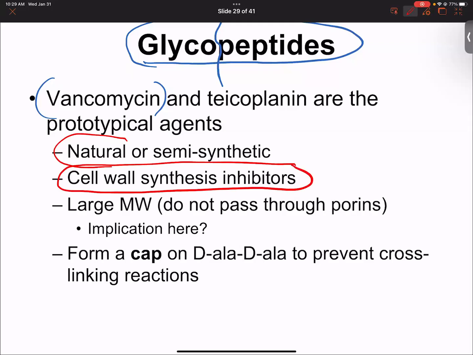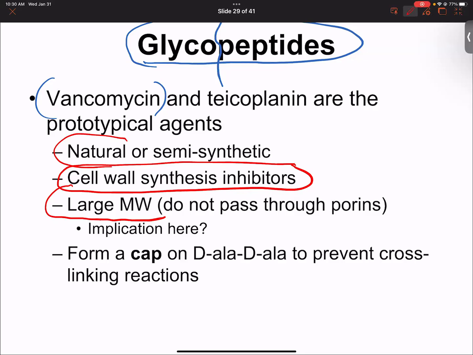Glycopeptides like vanco, they're cell wall synthesis inhibitors. However, they do not bind to and inhibit penicillin binding proteins. They bind to a different aspect of the developing cell wall. And the molecular weight of vancomycin is in excess of 1,000 Daltons. So it's a larger molecule. And because of its size, it lacks the capacity to pass through a porin. It's too big. It can't get through a porin to inhibit cell wall synthesis. And as such, we can only use vancomycin clinically to treat gram-positive infections.